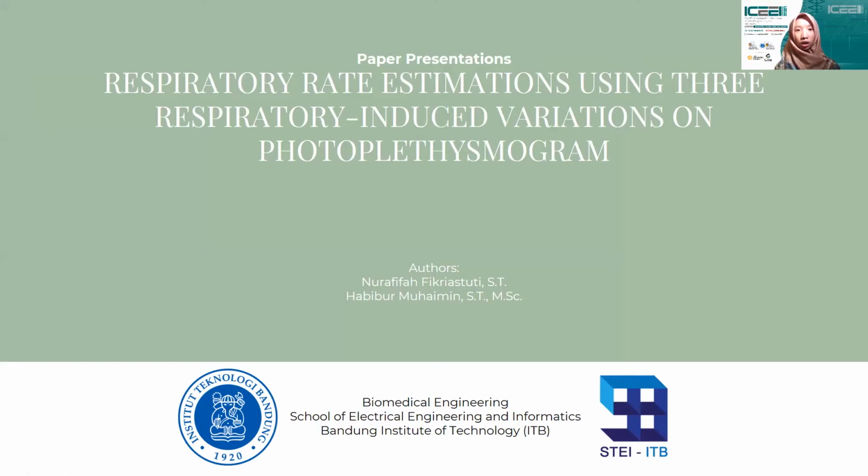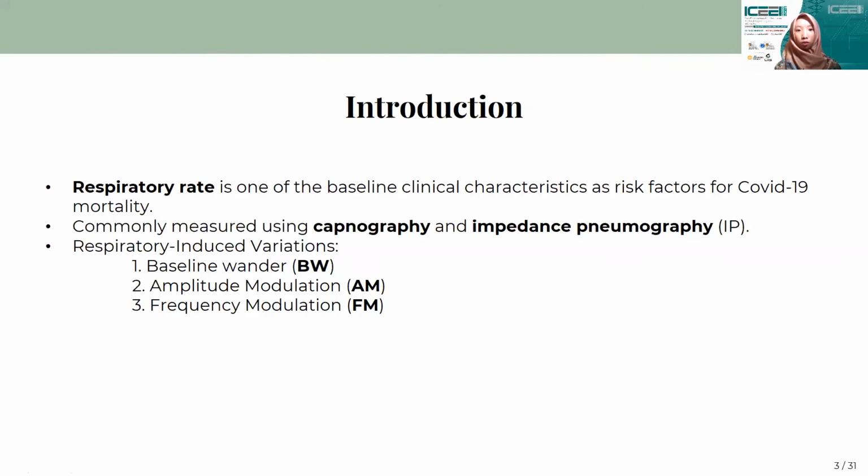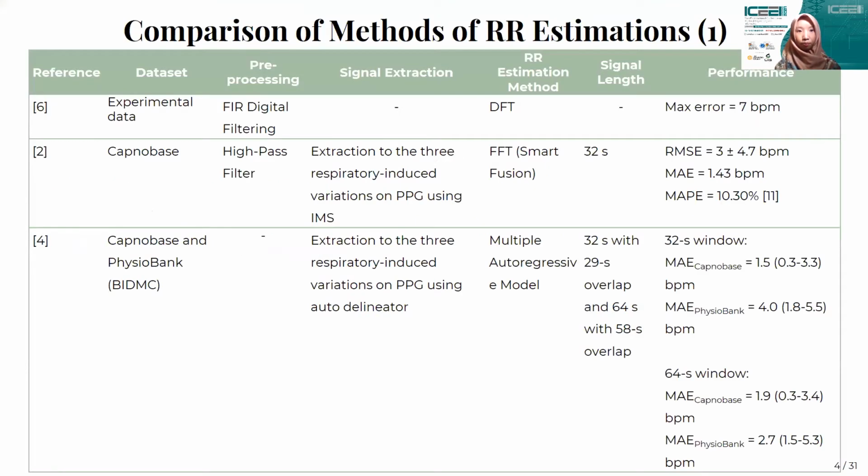Today, I would like to present our research about respiratory rate estimation using three respiratory-induced variations on photoplethysmogram. Respiratory rate is one of the clinical signs usually used to monitor COVID-19 mortality. It's commonly measured using capnography or impedance pneumography. The mechanical process of respiration also influences the PPG signal. It affects the PPG signal in three ways: baseline wander, amplitude modulations, and frequency modulations.